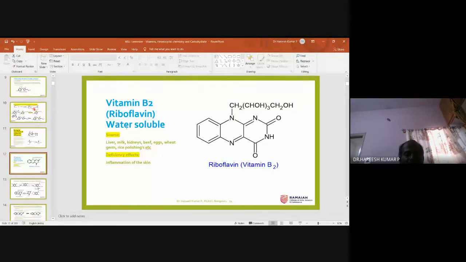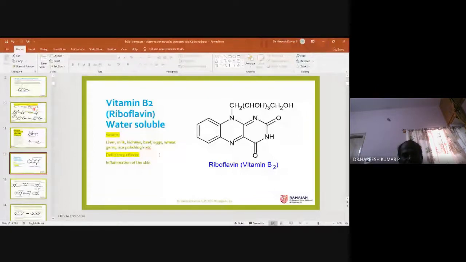Then what are the sources of vitamin B2? Liver is one source of vitamin B2. Milk is another source of the vitamin. Kidneys, beef, wheat germ, rice polishings. Rice polishings are also a source of vitamin B2, etc.